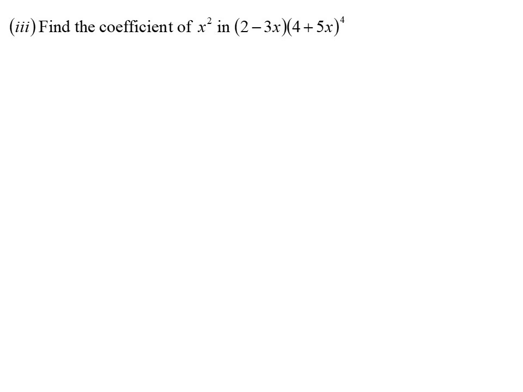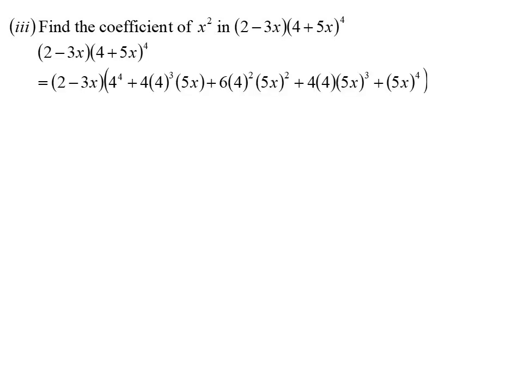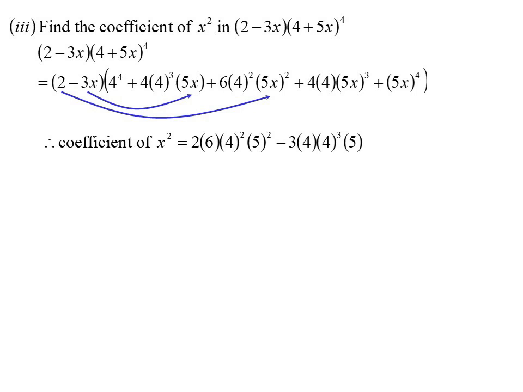If we want to find the coefficient of x squared in this expression, well, yes, I suppose I could expand the whole thing out, but I'm only concerned with x squared. So really, I just want 2 times this particular term, because that would give me x squared, 6 times 4 squared, 5x squared, but then the minus 3x, I would just multiply by this term, because that would create x squared. I don't really need to worry about all the others. So if I just look at those ones, then I can work out my coefficients.